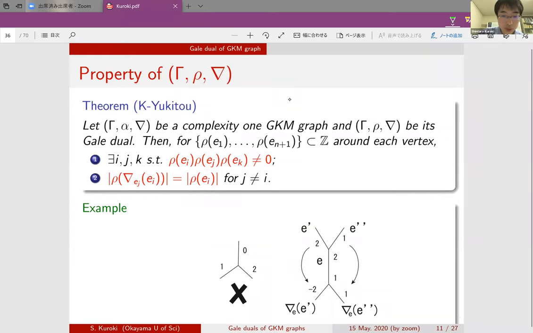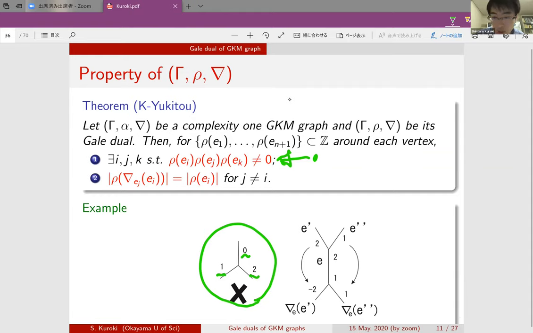So the first example, the first figure shows an explanation of the first property. In this graph, I wrote the three-point graph. In this case, the three choices of the graph are exactly all of the vertices, all of the edges. So if we put, for example, 0, 1, 2 on these edges as labels, then the first condition says that this kind of label doesn't come from the Gale dual of the GKM graph. Okay, so 0 does not appear in this case.